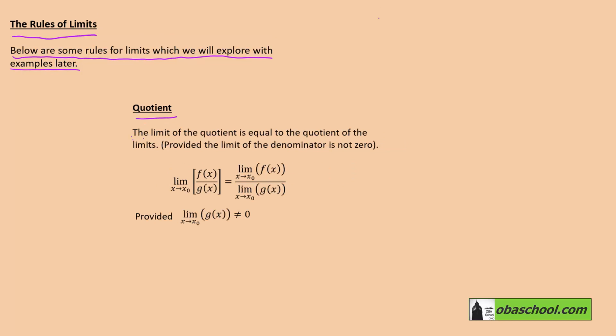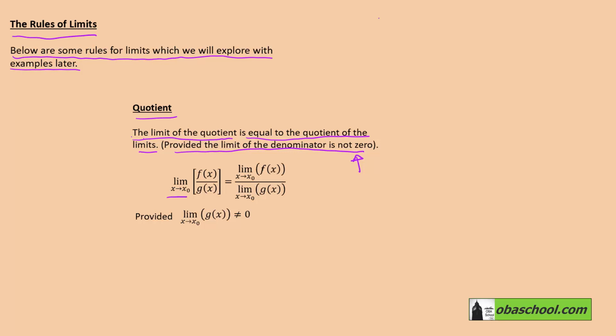So with a quotient, the limit of the quotient is equal to the quotient of the limits, provided the limit of the denominator is not 0. Now we did see a situation where the denominator went to 0. So when that is the case, you just need to do further analysis. We saw an example of that in the intro.